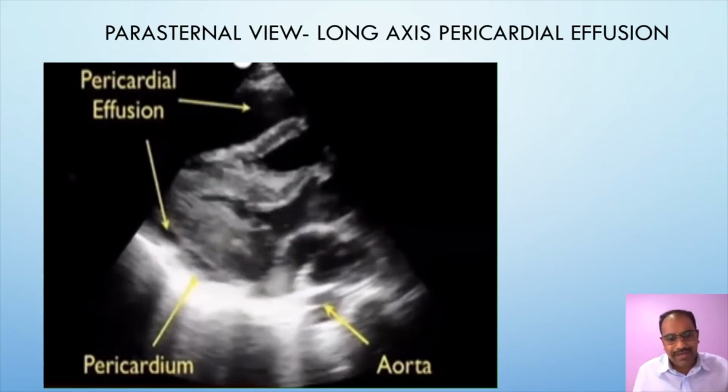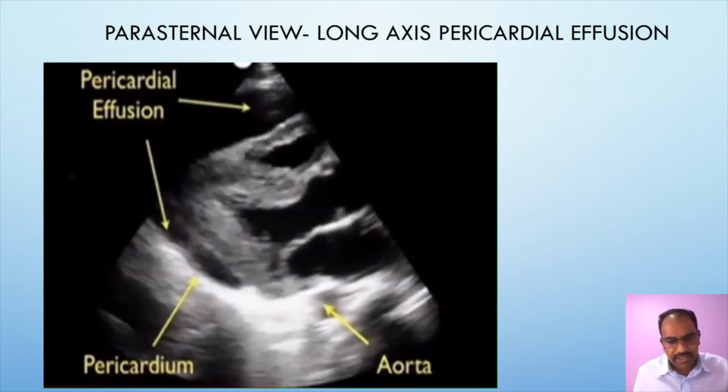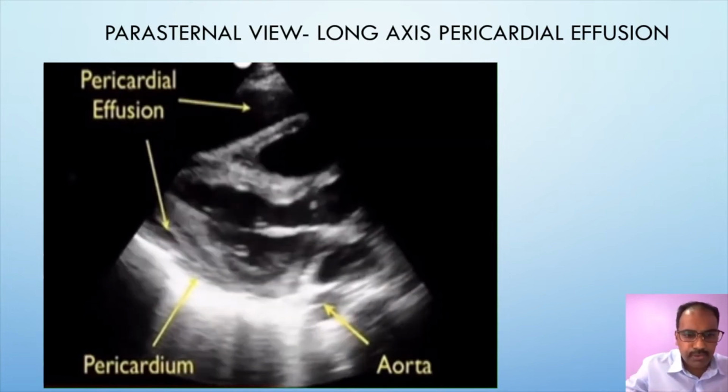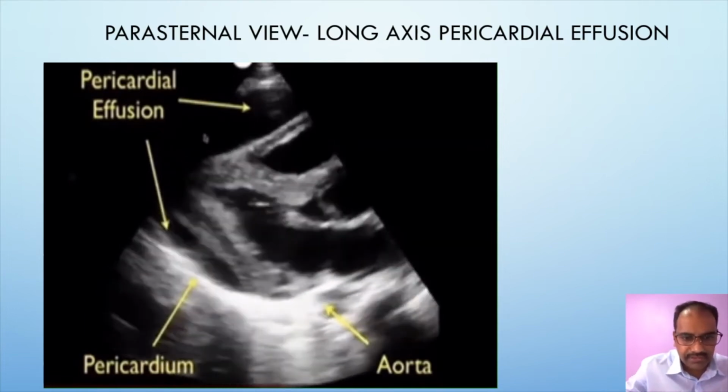And if the fluid lies below the pericardium, it's going to be a pleural effusion if it lies here. So that's how we differentiate between pleural and pericardial effusion.